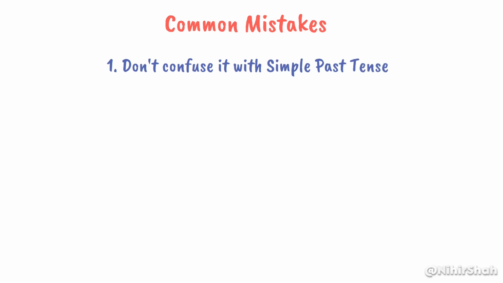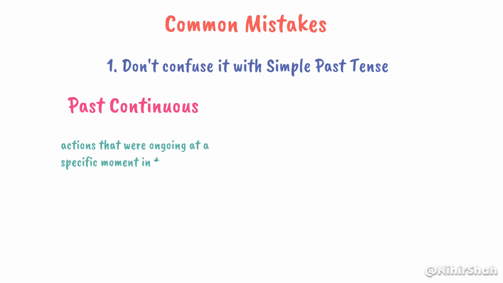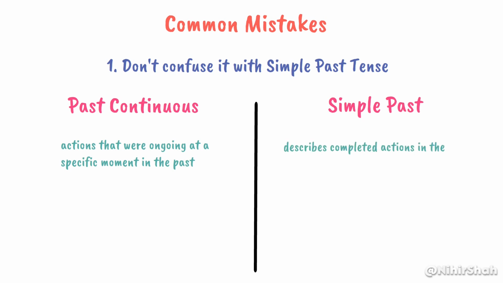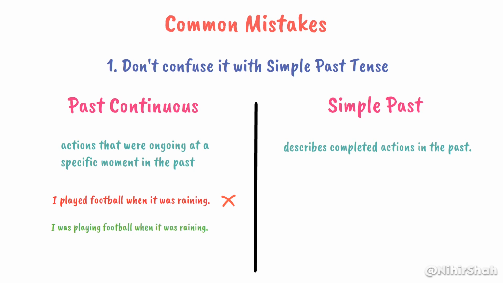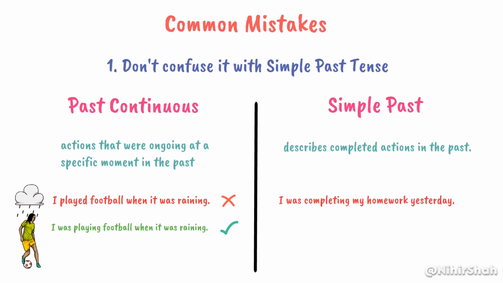Now, let's address some common mistakes that we make while forming past continuous tense. Number 1, mixing up the simple past and past continuous tense. Remember, the past continuous tense describes actions that were ongoing at a specific moment in the past, while the simple past describes completed actions in the past. So, instead of saying, I played football when it was raining, say, I was playing football when it was raining. And instead of saying, I was completing my homework yesterday, if you have already completed your homework, you can say, I completed my homework yesterday.